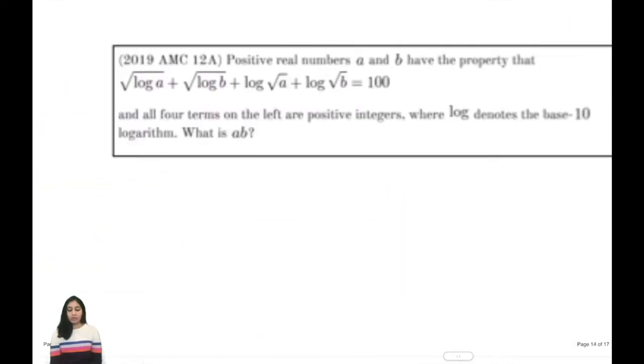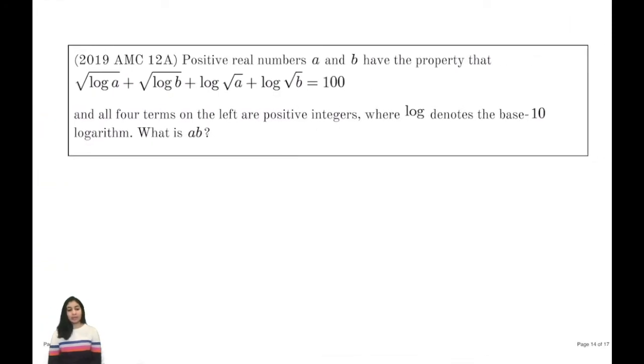Now we're going to move on. So these problems are a little bit more tricky. This problem is from the 2019 AMC 12A, and it says that positive real numbers a and b have the property that the square root of log a plus the square root of log b plus log of the square root of a plus log of the square root of b is equal to 100. And all four terms on the left are positive integers, where log denotes the base 10 logarithm. What is AB?